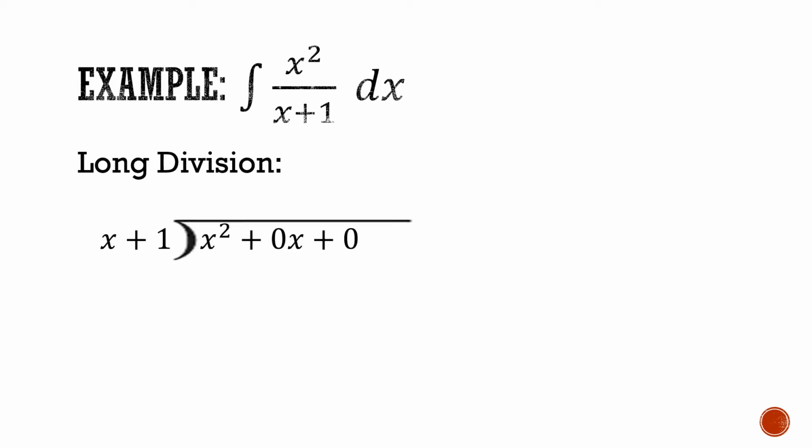So I'm going to set up my long division. I'm going to put x plus 1 on the outside, and on the inside I'm going to have my x squared. But I'm also going to put some placeholders for the x and the constant term, just so that I don't confuse myself later.